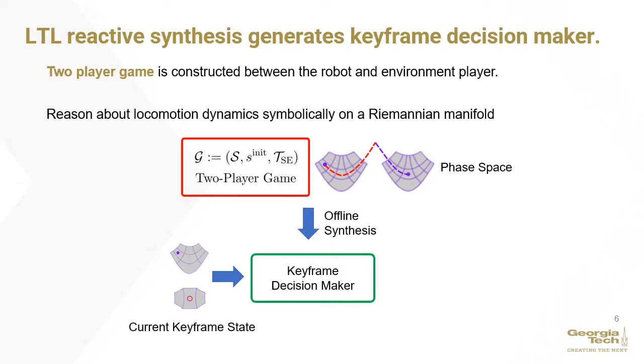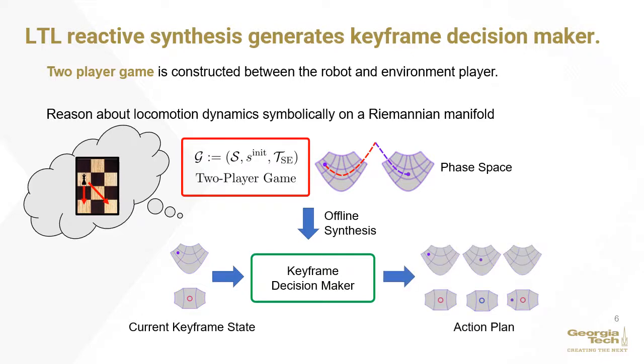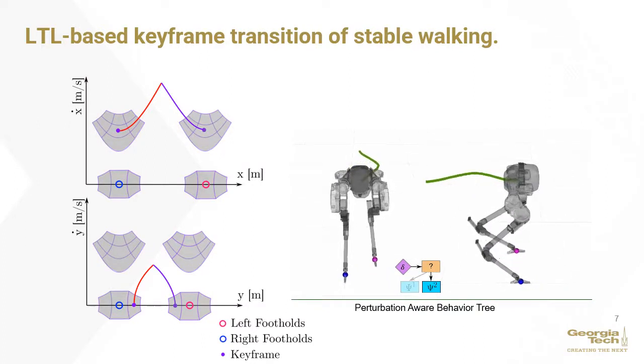The task planning layer operates as follows. First, we construct a two-player game between the environment and the robot with reactive synthesis offline. Imagine this like a game of chess, where the queen must move its position based on its dynamics. The decision maker then provides desired key point transition actions based on the current keyframe to the behavior tree and the motion planner. The LTL will plan for multiple steps by composing together single steps.